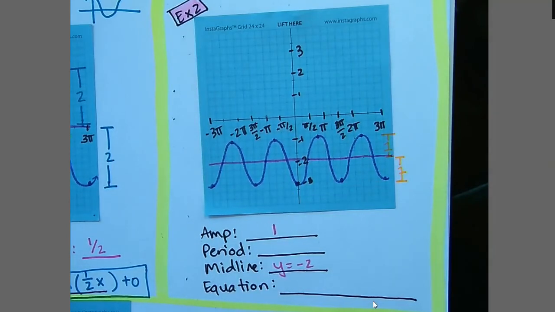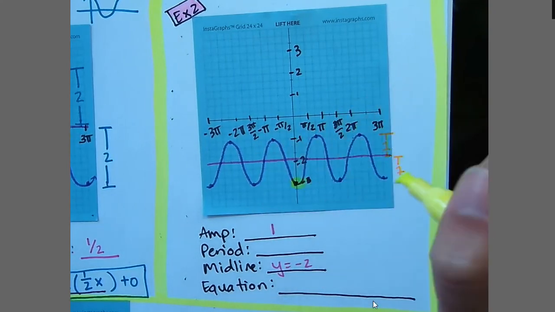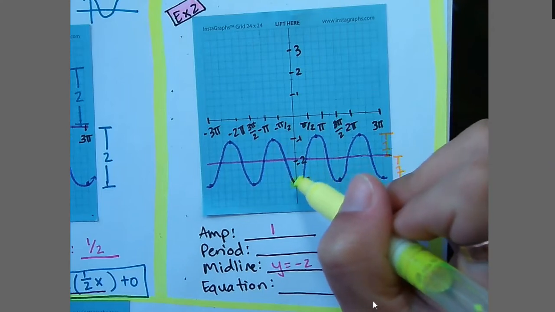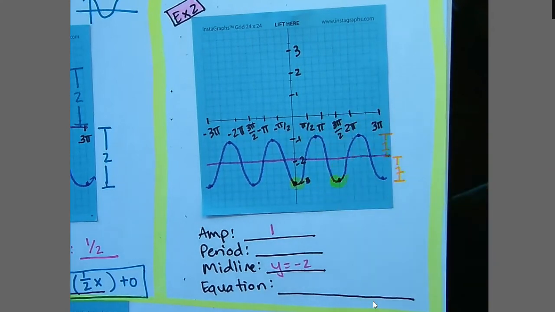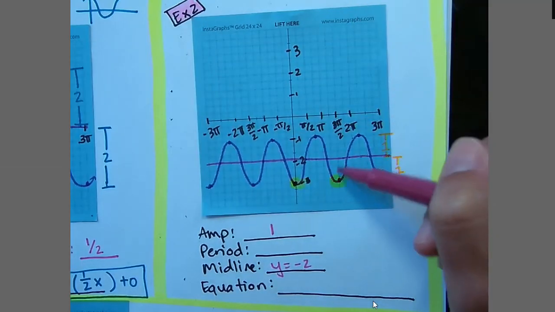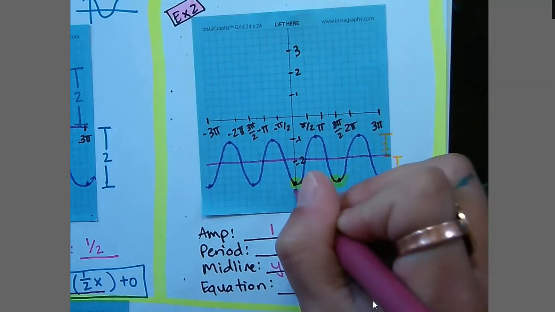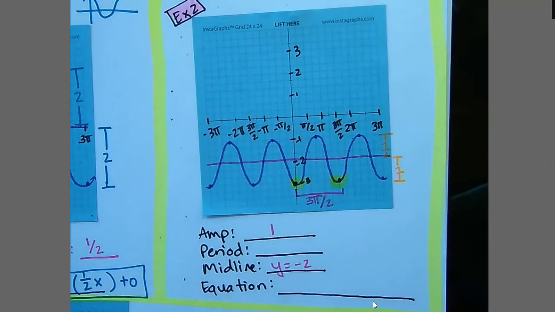Now we need to see the period. So how long does it take it to get back to its original position? Well, it's starting here at this little downward slope, and it gets back to that point right here. So that amount of time was from 0 to 3 pi over 2, sorry, 3 pi over 2.